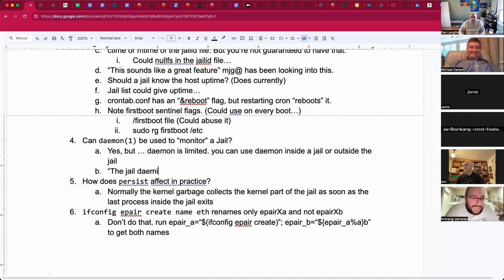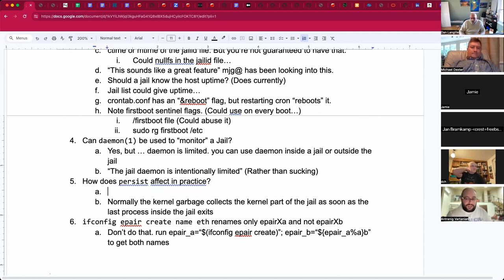So the question was, is it possible to monitor a jail? The only thing that came to my mind is run JLS in a loop with a JSON output if you're smart enough and see if a jail has died or not. There are better ways. Then there was the question of persist. Does persist mean if all the processes died inside the jail, the jail still exists, as in the kernel there's still a JID? How does the jail monitoring and the jail persistence affect each other?